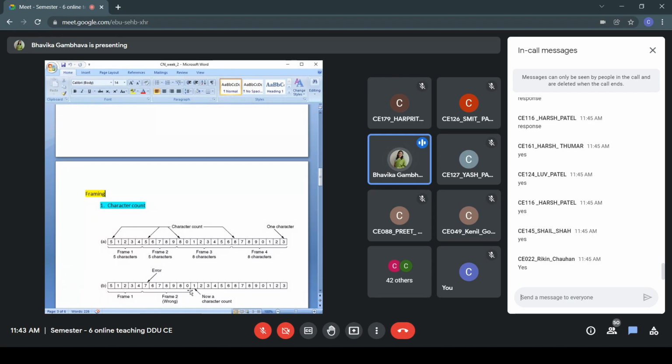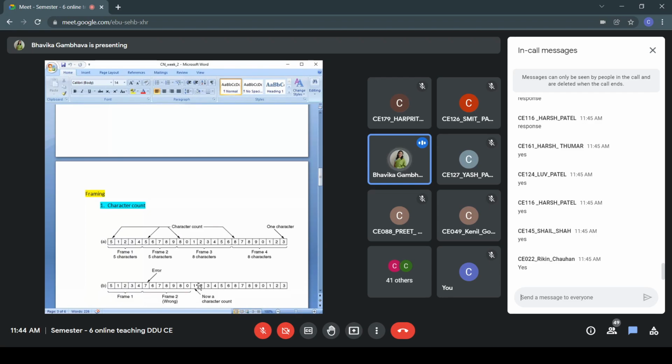So there are various ways through which framing can be achieved. One of them we discussed yesterday is character count, where you insert a character and then that many characters will be there in this frame. Whatever is the first character of the next one, that many characters will be there in the next frame. Again, the next will be treated as the count and so on. If the count itself changes, if 5 changes to let us say 7 or 8, then the track will be lost, not only for this frame, but for the subsequent frames also.